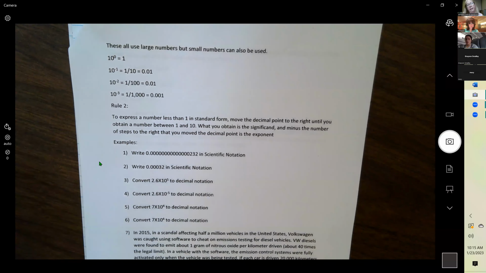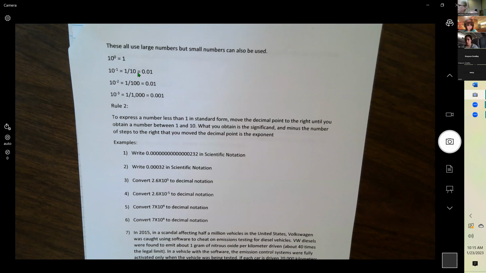Now these are the negative exponents and 0. 10 to the 0 is 1. Anything to the 0 power is 1. A negative exponent just moves it to the denominator. So 10 to the negative 1 is 1/10.